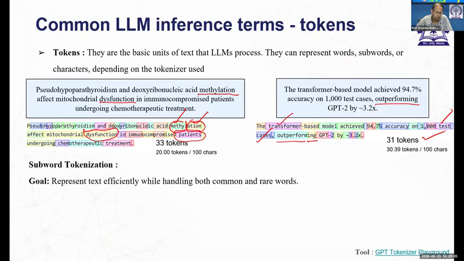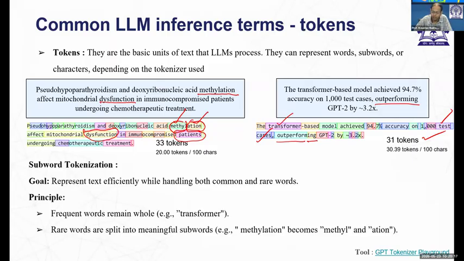Now, what is subword tokenization? The goal is to represent the text efficiently while handling both common and rare words. Common words are basically very frequent words in the English dictionary, and rare words are not frequent in the dictionary. What is the principle here? Frequent words remain whole. For example, this word, transformer, remains as it is, and that is also the same as the token.